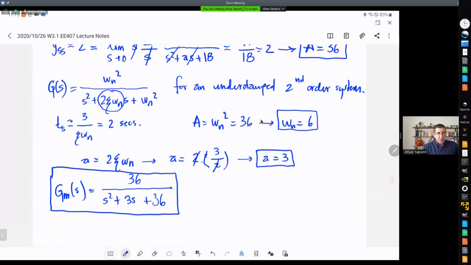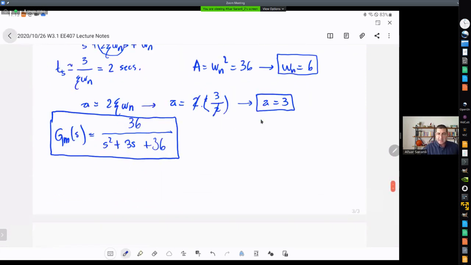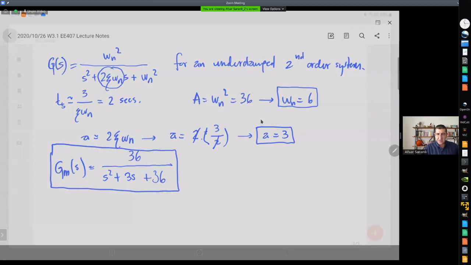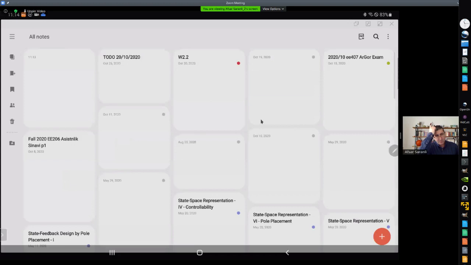Okay. So let me close this and move on to a new one. Let me see. So let's create a new node.